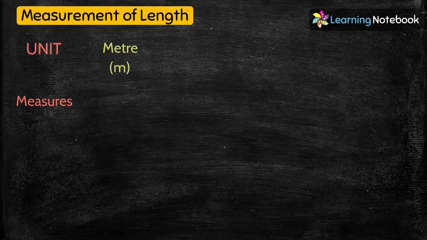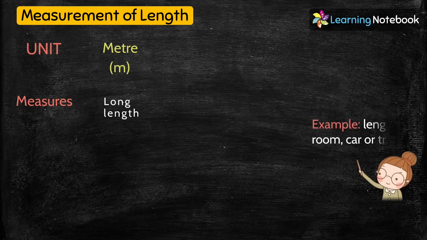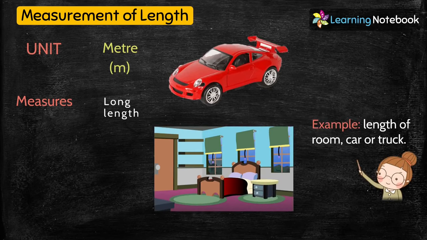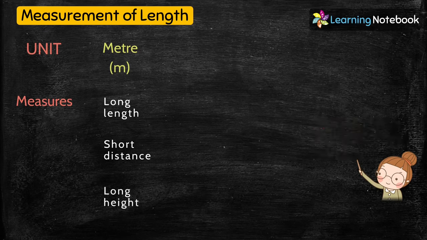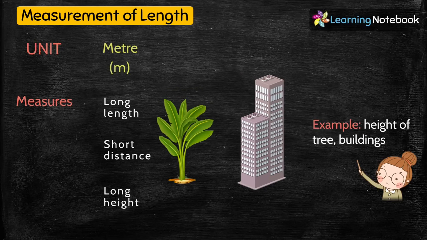Next unit to measure length is meter. It is denoted by M. Meter is used to measure long length, like to measure length of room, length of a car, or length of a truck. Then we use meter to measure short distance as well, like if we have to measure distance from the bedroom to the kitchen. Next, meter is also used to measure long height, like to measure height of a tree and to measure height of buildings.